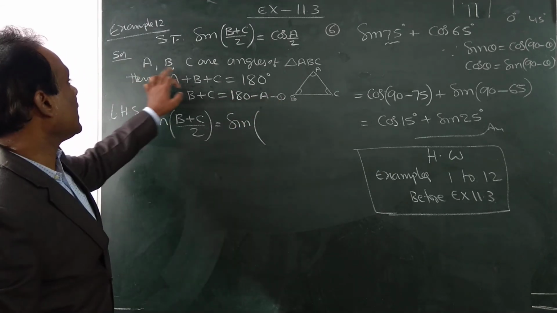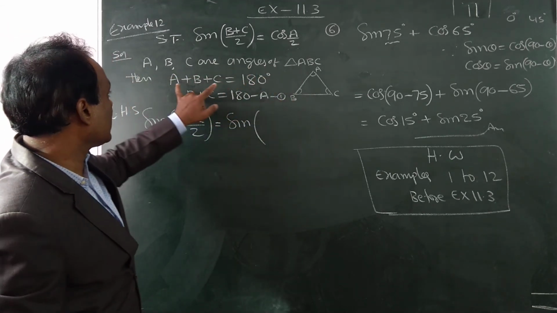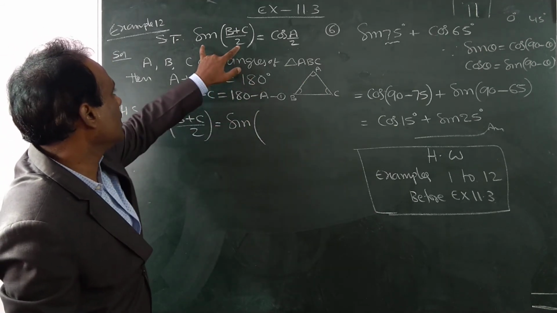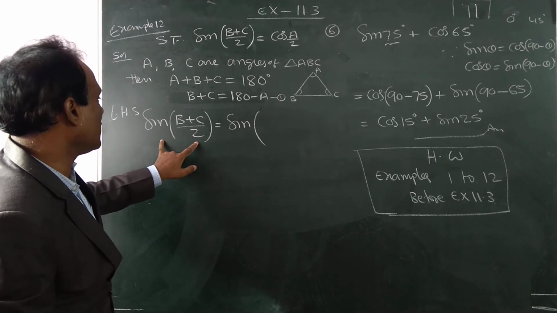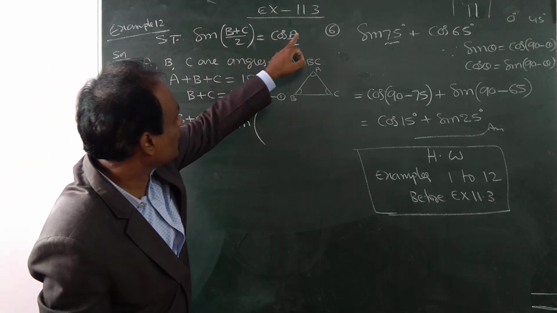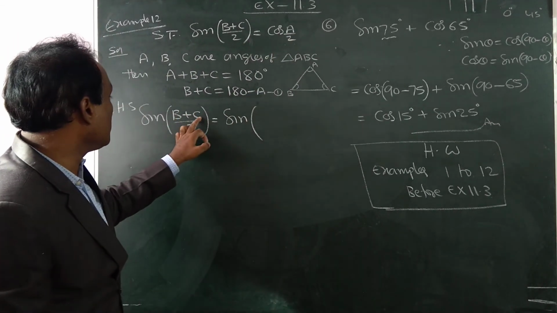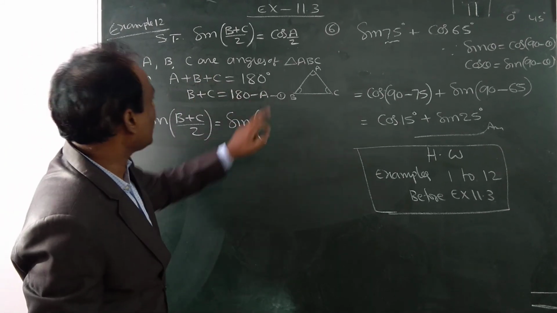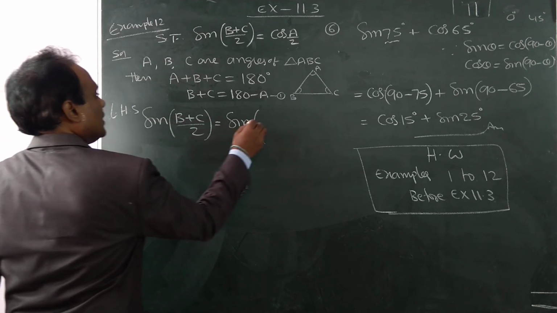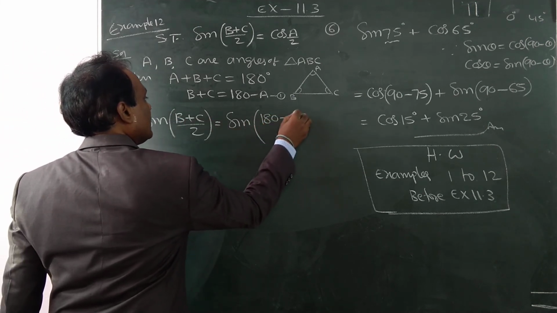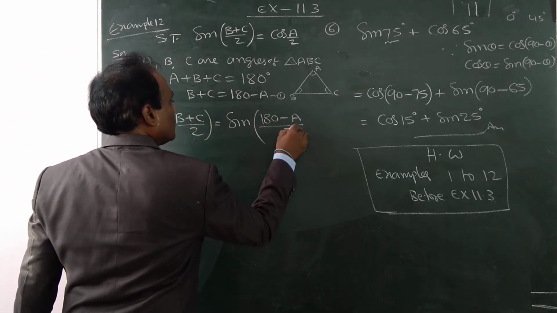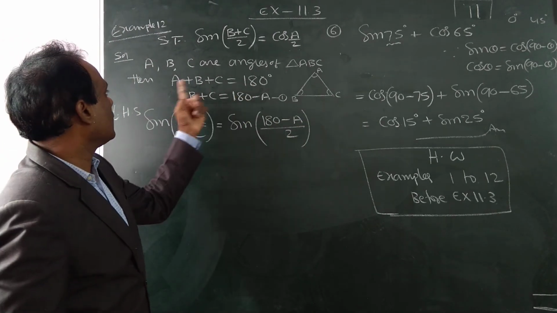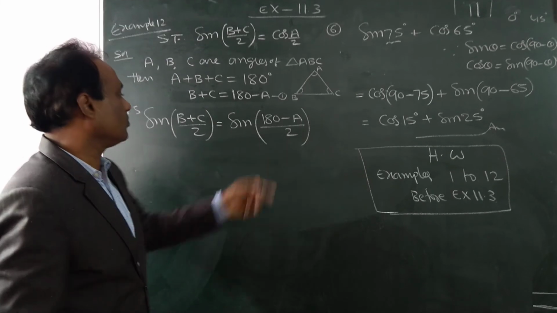See, it is given that A, B, C are the angles of a triangle. Then the sum of three angles is 180 degrees. So A plus B plus C is 180 degrees. Our required left side is sine of (B plus C) by 2. But we have to prove that it is in terms of A. So how to change B plus C into A? B plus C is equal to 180 minus A, all by 2.